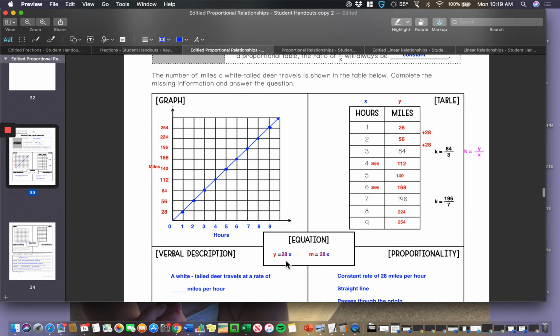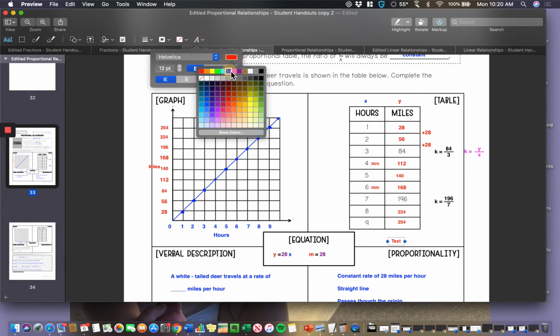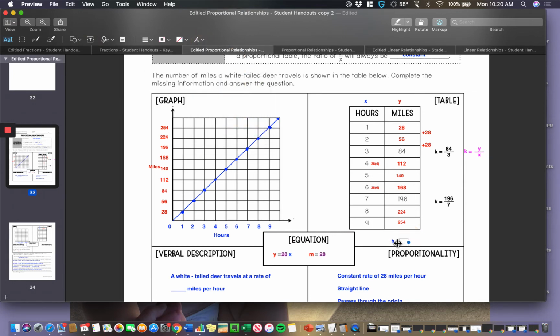So when you're writing an equation, you want to take your constant, multiply it by whatever variable x is. So in this case, it was the number of hours, and that's going to give me y. So I rewrote the equation over here, and m is representing my y, which is miles, and x is representing hours. So I'm going to change x to h, to represent that I'm multiplying 28 miles by the number of hours I'm trying to find.